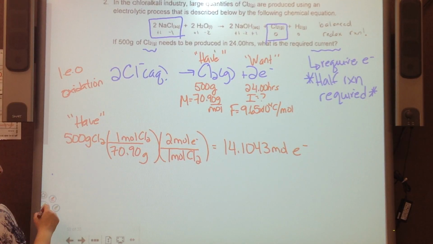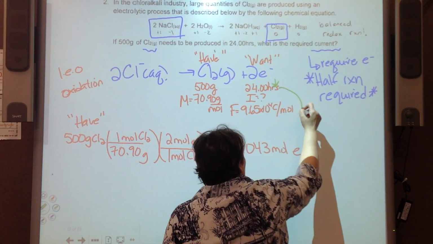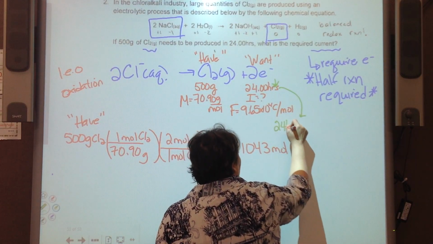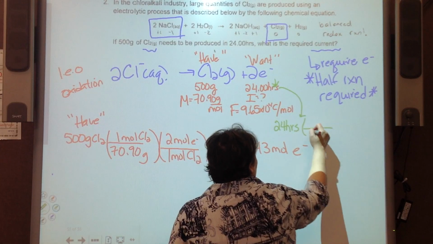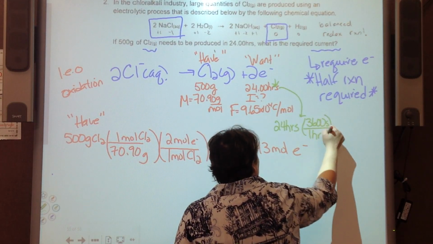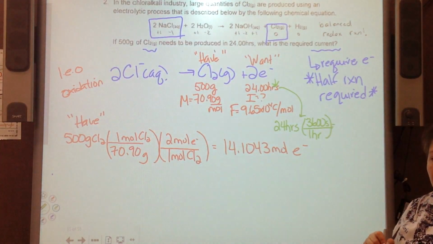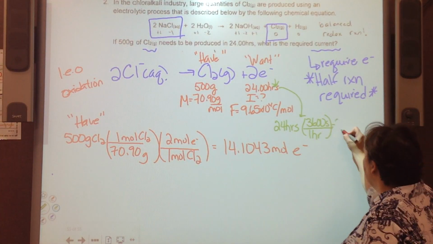There's something that we need to focus on before we go there, and what is that? Changing hours to seconds. So if I have 24 hours, in 1 hour there's 3,600 seconds. So I get what for a value? 86,400.